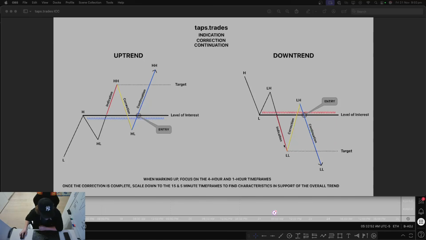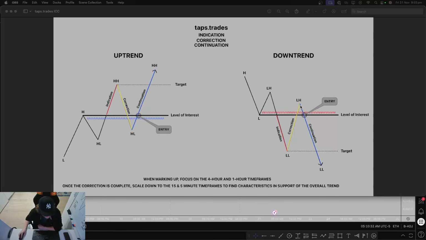First phase complete. Now the second phase, when price comes back up, which is the correction phase. Price shouldn't be breaking above the previous lower high, so it's creating yet again another lower high. At this point, we do the same thing as we did for the uptrend. Once the correction phase is complete, we scale down to the 15-minute and the 5-minute time frames to find the overall characteristics that support the trend. We're looking for downtrend characteristics, which are lower lows and lower highs.